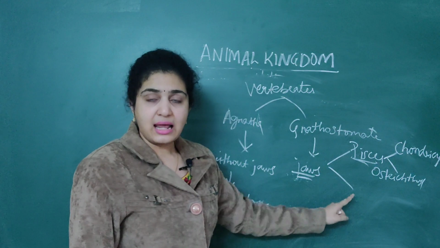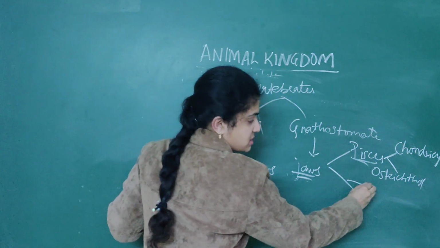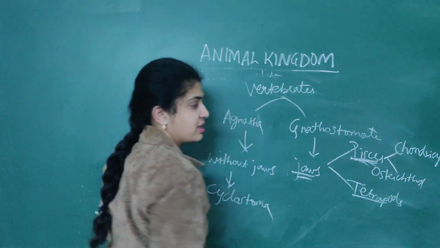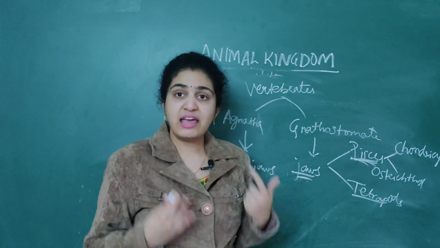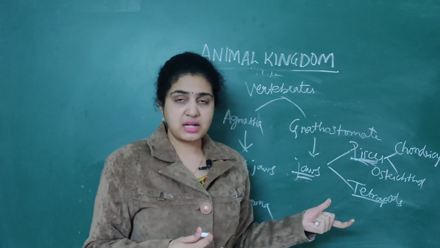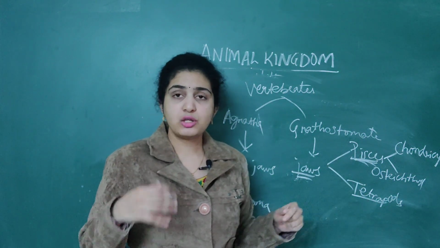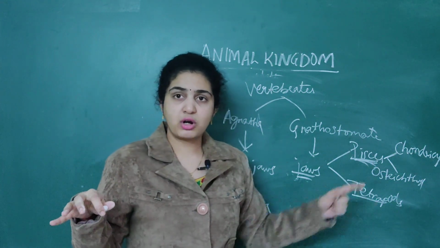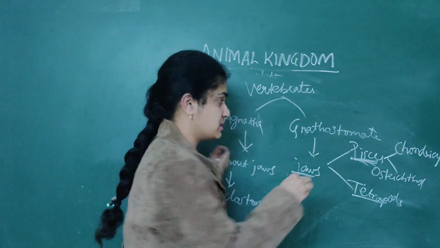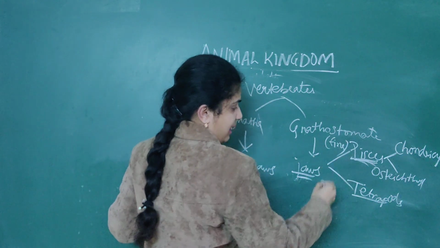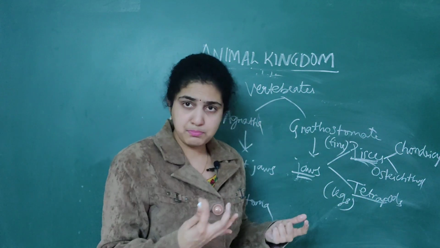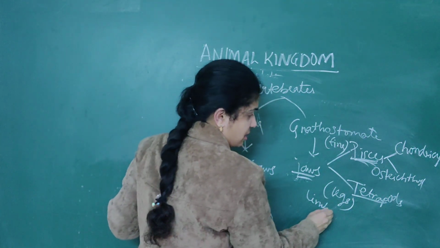When it comes to another classification, it is tetrapods. See how you are able to differentiate. Pisces means fishes. They will have fins. When it comes to tetrapods, limbs are present for them. Fins are useful for moving in the fresh water. Tetrapods means legs are present, that is hands and legs, limbs we say. So limbs are present in tetrapods.